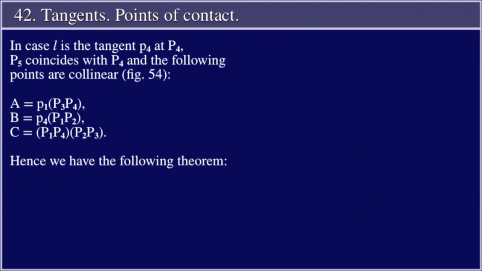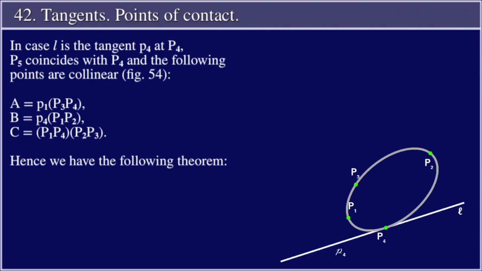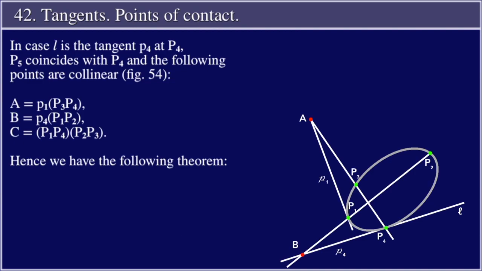Then P1C meets L in P5, figure 53. In case L is the tangent P4 at P4, P5 coincides with P4, and the following points are collinear, figure 54. A equal to P1, P3, P4, B equal to P4, P1, P2, C equal to P1, P4, P2, P3. Hence we have the following theorem.